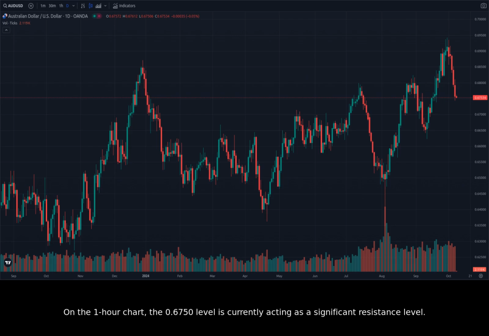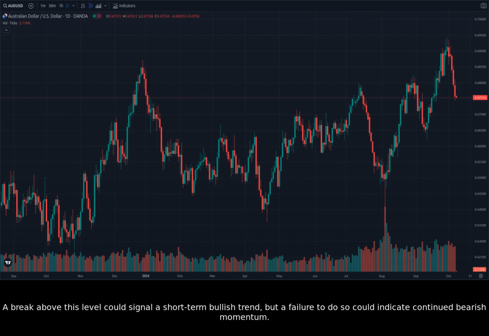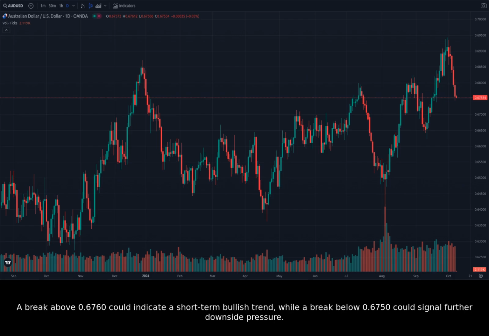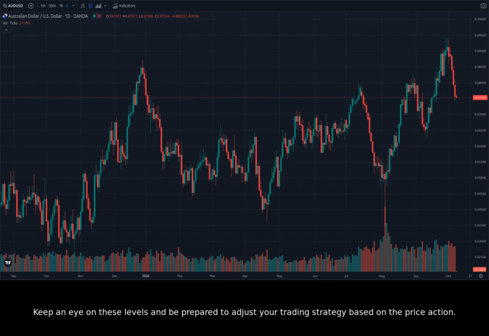On the 1-hour chart, the 0.6750 level is currently acting as a significant resistance level. A break above this level could signal a short-term bullish trend, but a failure to do so could indicate continued bearish momentum. On the 15-minute chart, the 0.6750 and 0.6760 levels are defining a tight trading range. A break above 0.6760 could indicate a short-term bullish trend, while a break below 0.6750 could signal further downside pressure. Keep an eye on these levels and be prepared to adjust your trading strategy based on the price action.